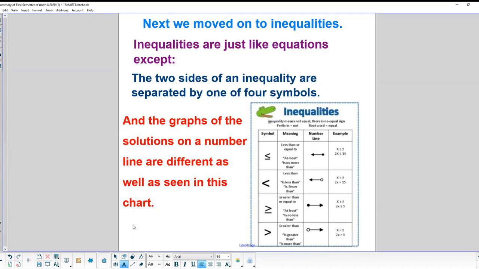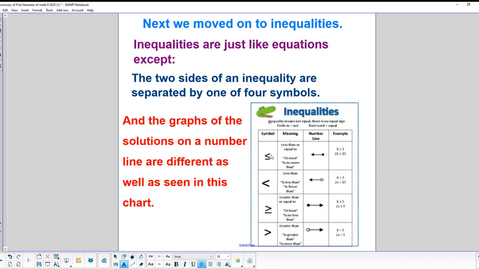Next, we moved on to inequalities. Inequalities are just like equations, except the two sides of an inequality are separated by one of four symbols. And these symbols look like this: less than or equal to, or less than, greater than or equal to, or greater than. And when you graph these solutions, instead of just a dot on the number line, you end up with an arrow like these that you see on this chart.